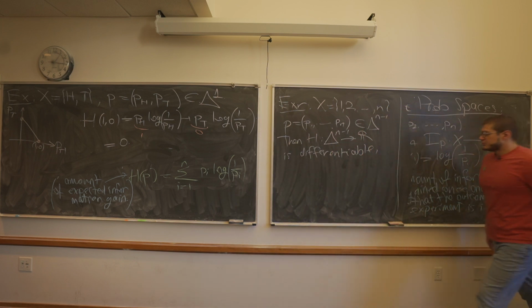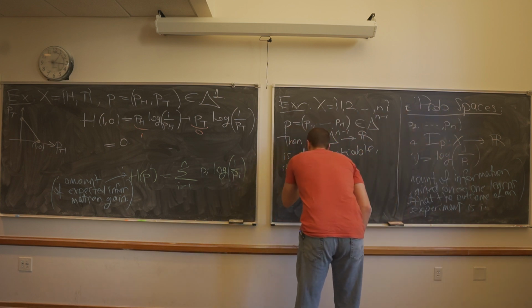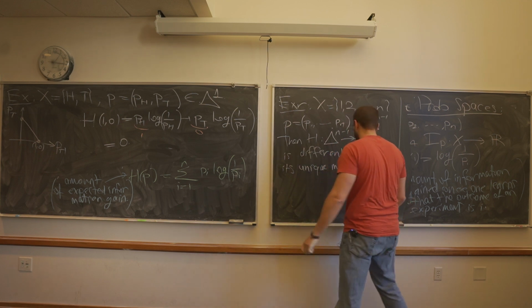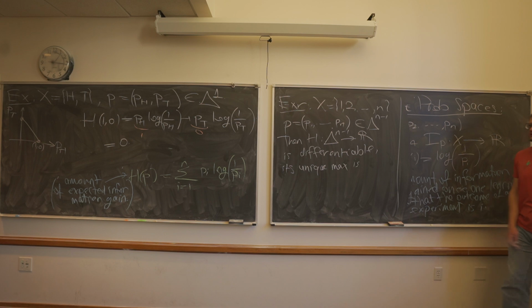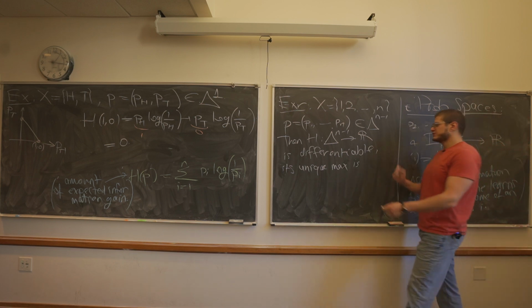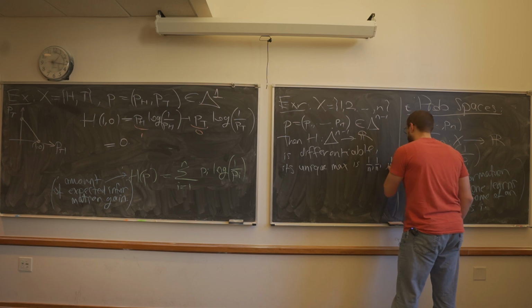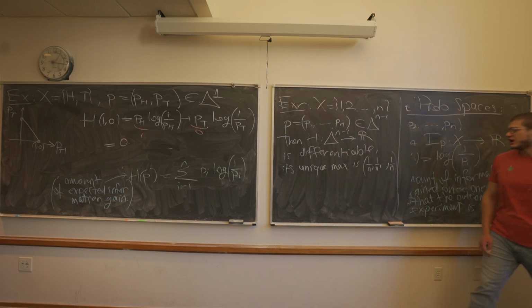It has a unique maximum point, and its unique max is the barycenter, the center of mass, which is 1 over n, 1 over n. And consequently, its maximum value is log n.